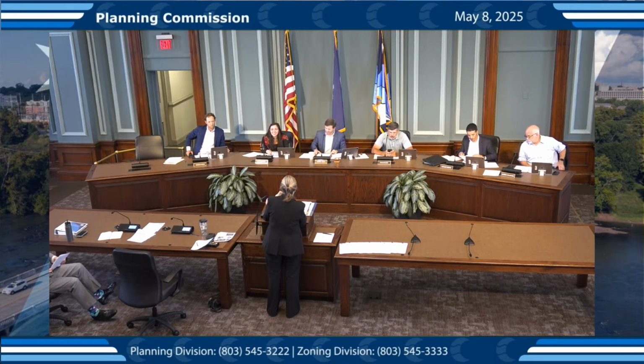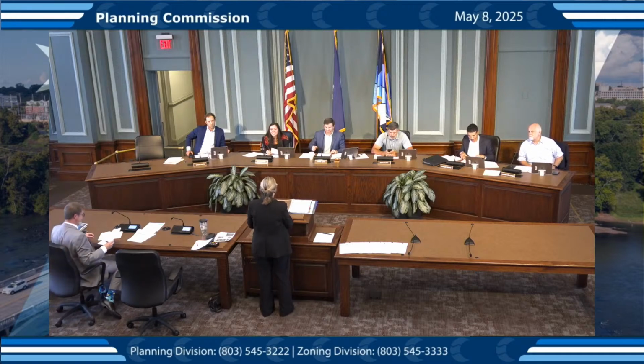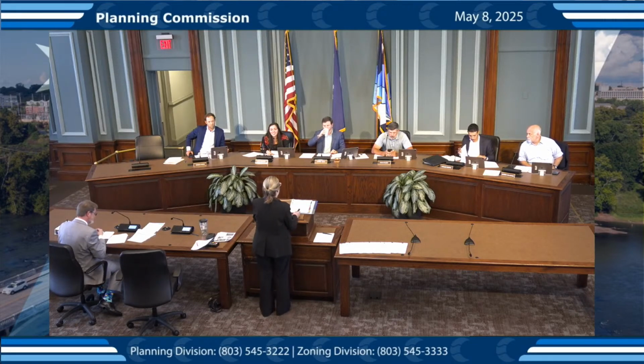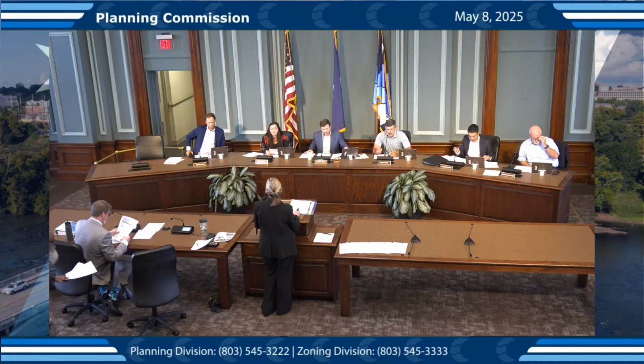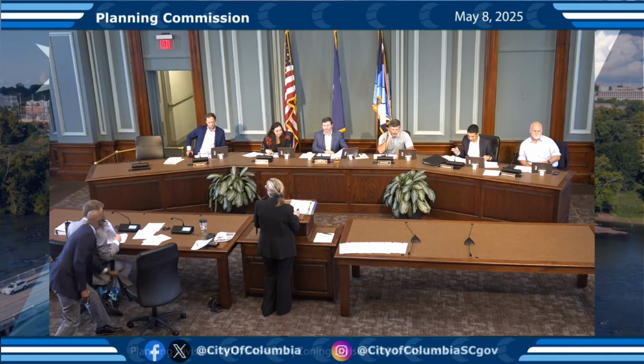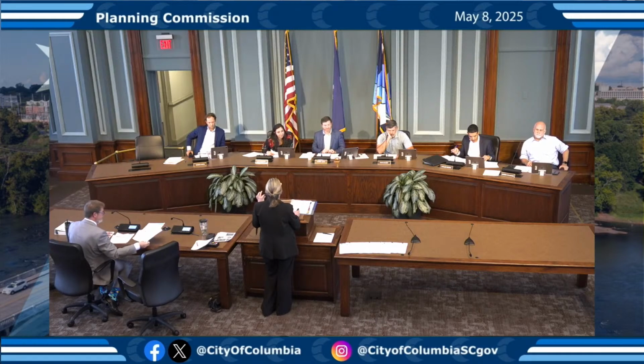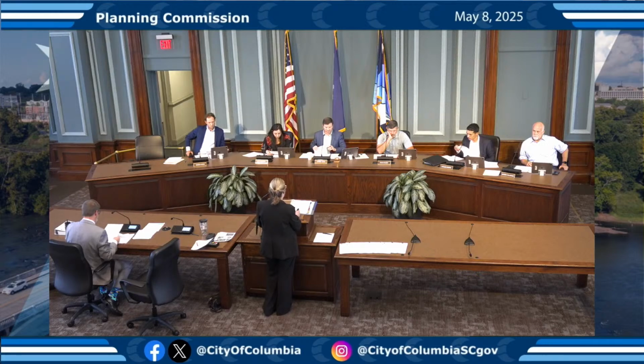All right. Okay, so we are moving on to the comprehensive plan amendment case summary for the Downtown Columbia Strategic Plan. You all are familiar with this, but it is the first time that it's officially been on your agenda. So we're just going to quickly highlight some of the aspects of the plan and the process.